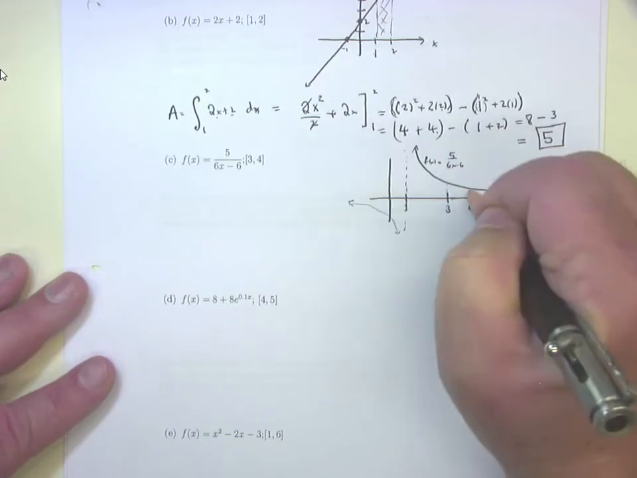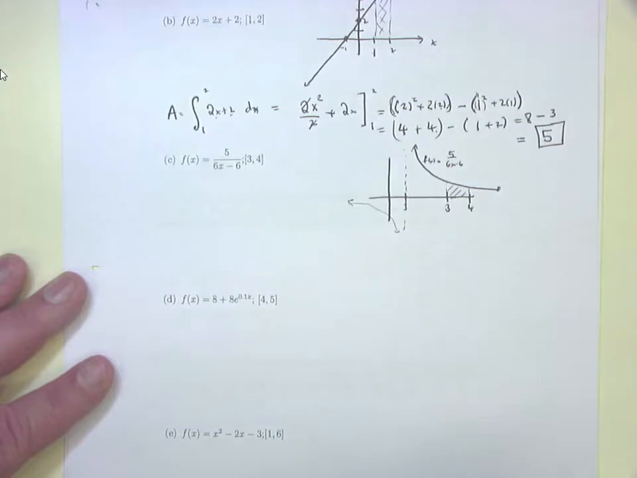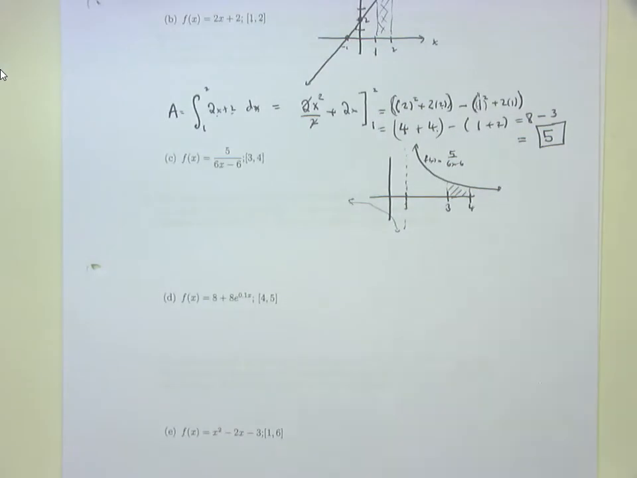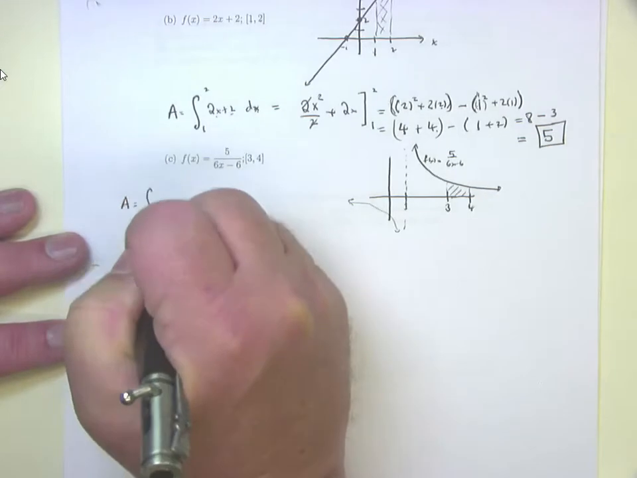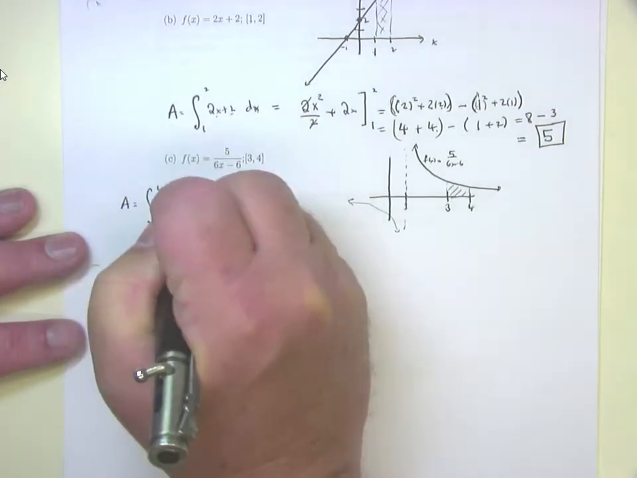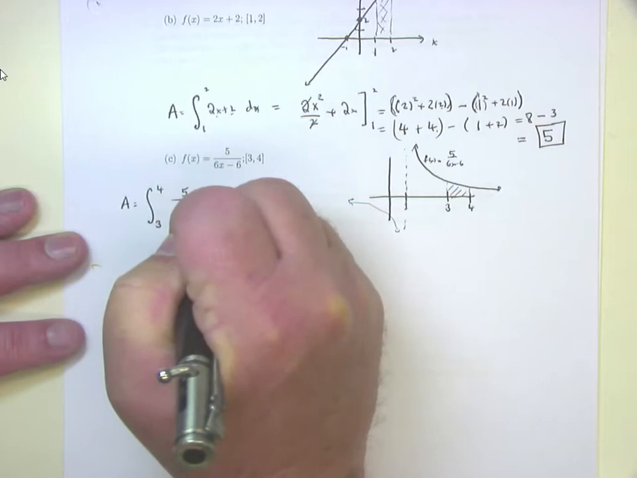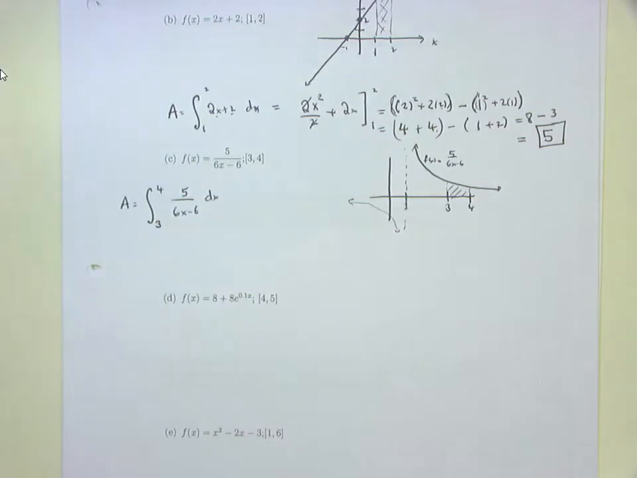So we're looking for the region. Again, this region is located above the x-axis. So all I've got to do is integrate this function, and it's going to give me my area under the curve. I don't have to separate my integrals because there's no negative region on this part. So my area is going to be equal to the integral between 3 and 4 of 5 divided by 6x minus 6 dx.